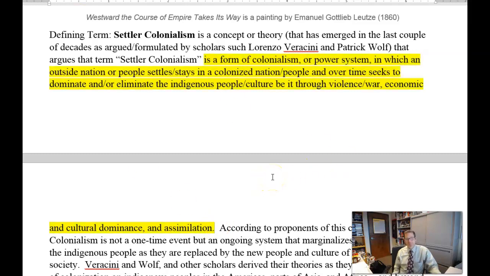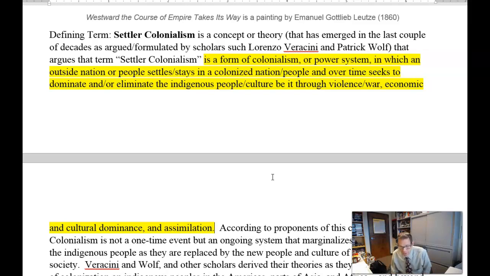Okay, there we go. So settler colonialism, according to the scholars Veracini and Wolfe, essentially is a form of colonialism or power system in which an outside nation or people settles and stays in a colonized nation or people, and over time seeks to dominate and/or eliminate the indigenous people and culture, be it through war, violence, economic or cultural domination, assimilation. Okay, so here's what I mean by that.